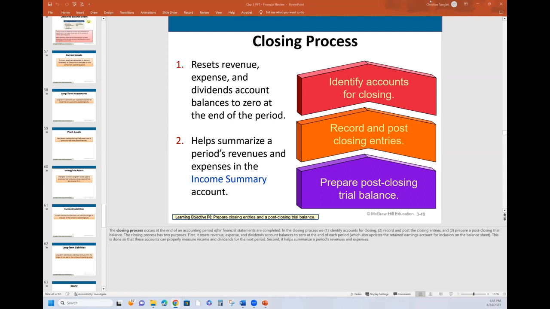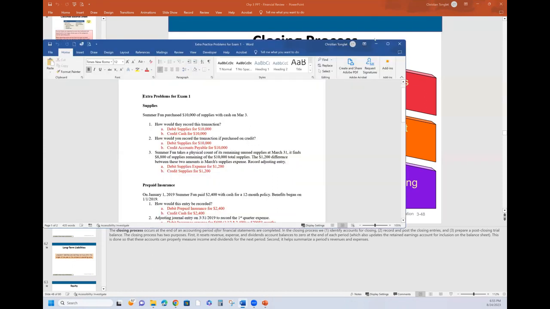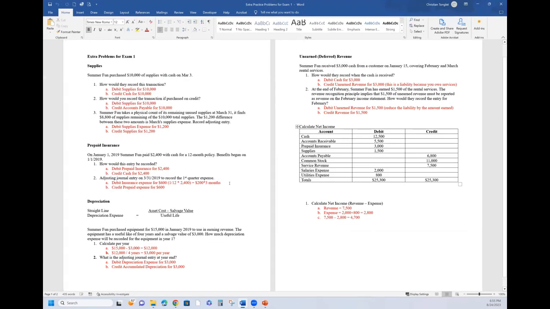So if you look at Canvas, there's a sheet on there with some practice problems. I'm going to bring that over real quick and look at that real quick. So in red is giving you what you would do. So we purchased 10,000 in supplies with cash. How would they record it? So I'm telling you what they would do as far as a journal entry goes. So that way, if a question comes up on the test on how to do a journal entry for that type of transaction, you would have it there. It'll be in a journal entry format though, the answer.